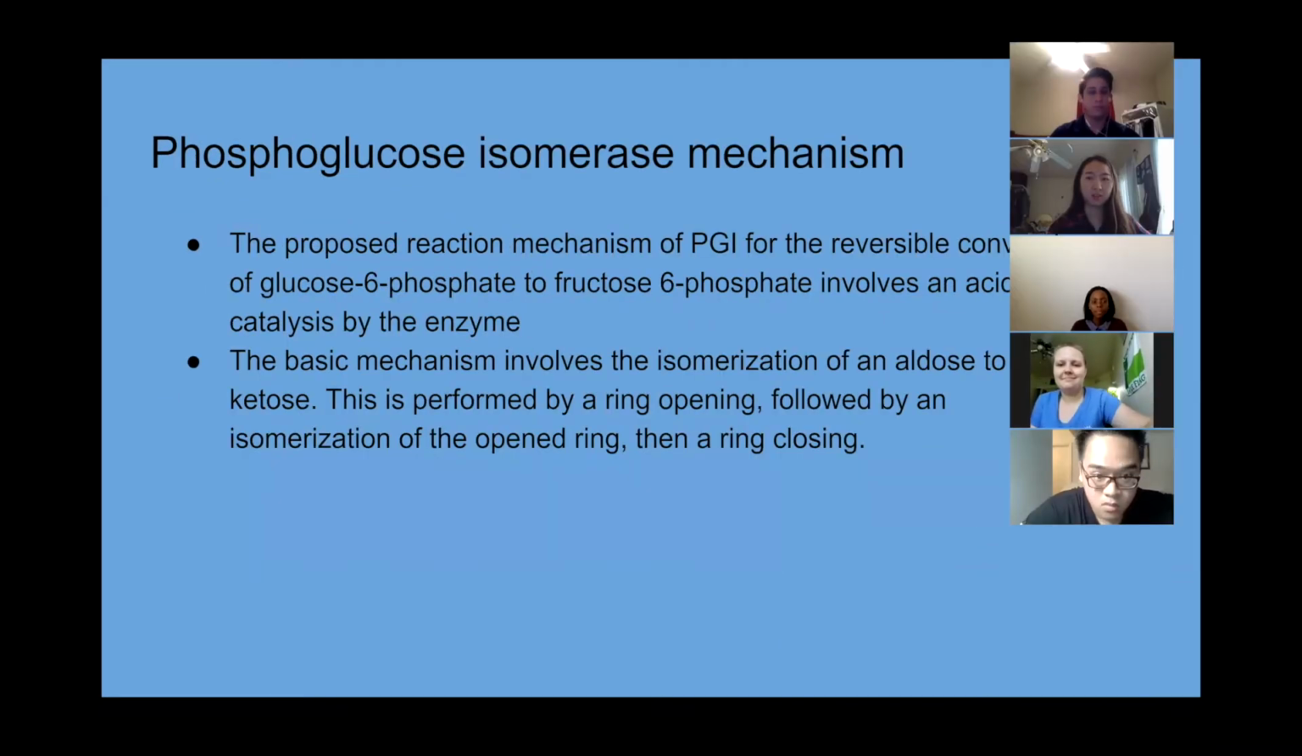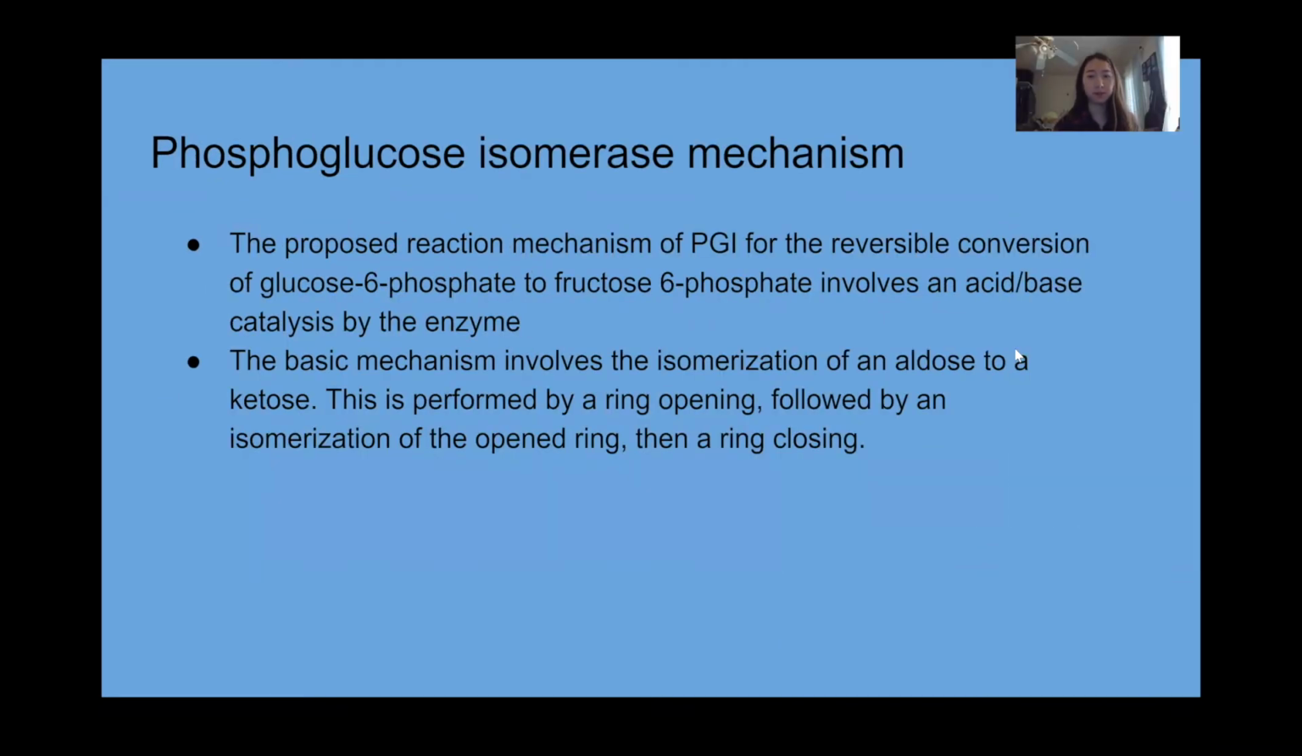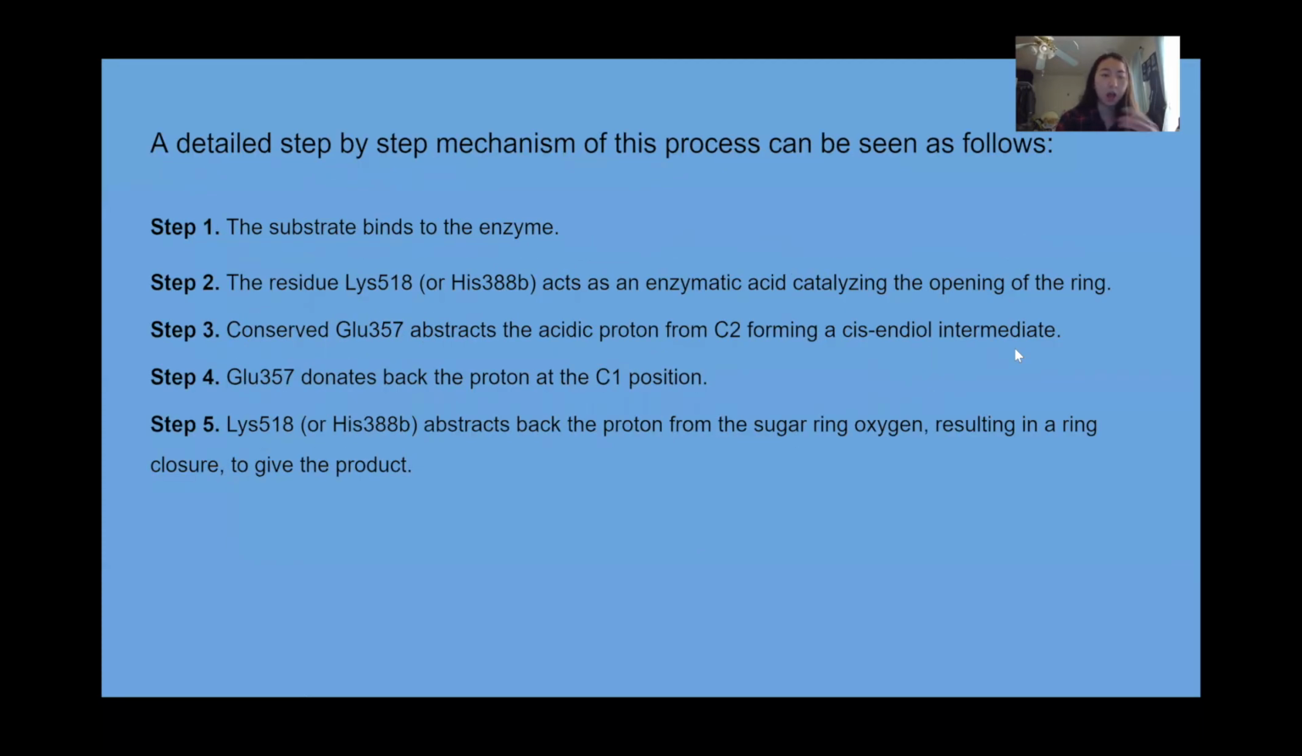Next, we're going to talk about the phosphoglucoisomerase mechanism. As Emmanuel and Haley talked about, it is an enzyme that catalyzes the reversible conversion of glucose 6-phosphate to fructose 6-phosphate, and it involves acid-base catalysis by the enzyme. The basic mechanism is the isomerization of an aldose to a ketose, performed by ring opening, followed by isomerization of the open ring, and then the ring closing. We will take a look at more detailed steps in this slide.